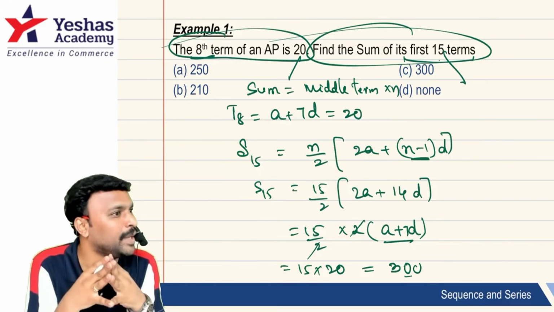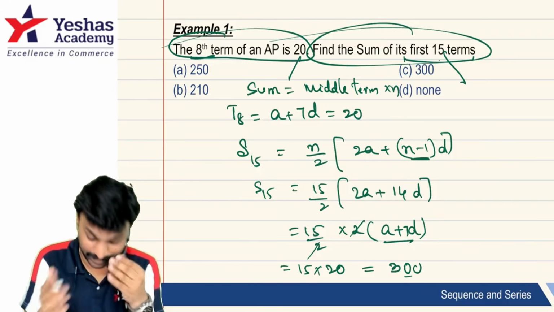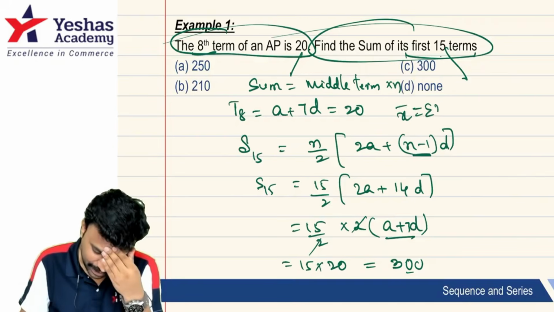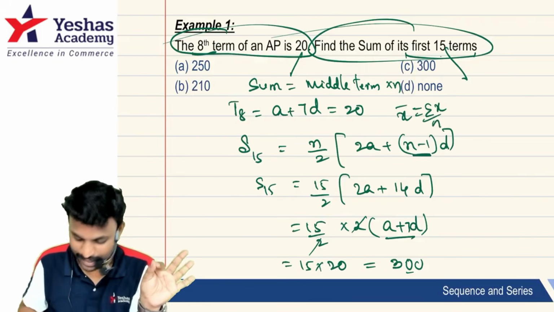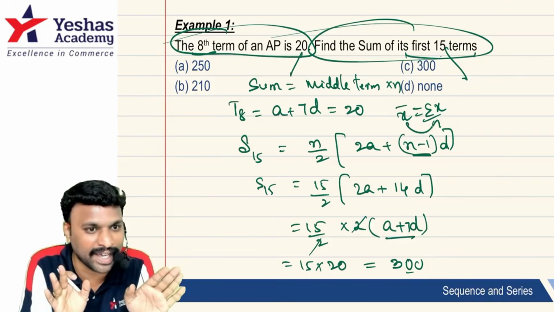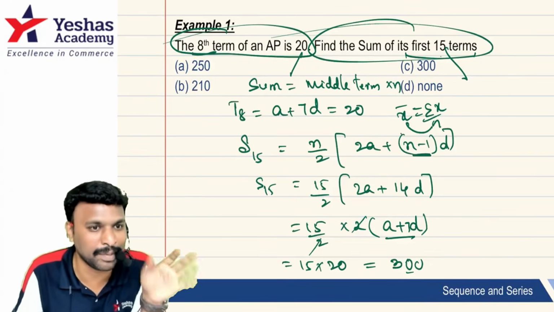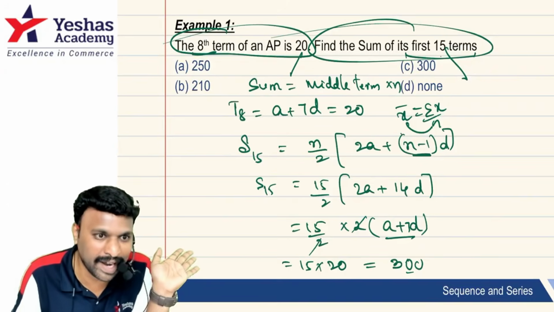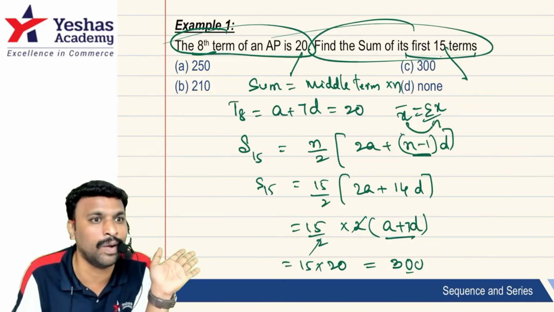Guys, sum is mean into n, right? X bar is summation x by n, agree. Summation x is x bar into n. X bar is nothing but the middle term, correct? That is how I derive the formula of Sn. Yes or no?